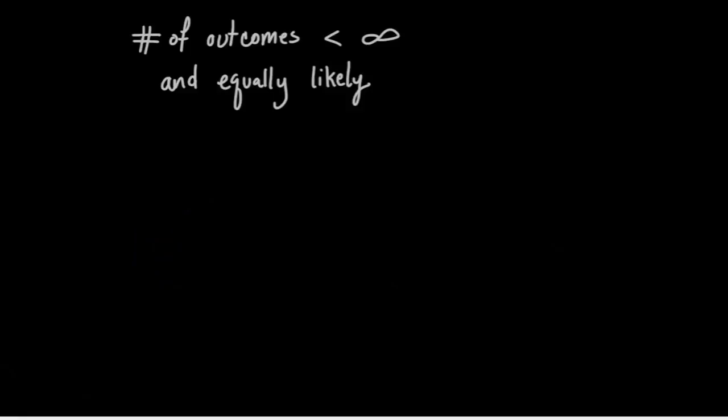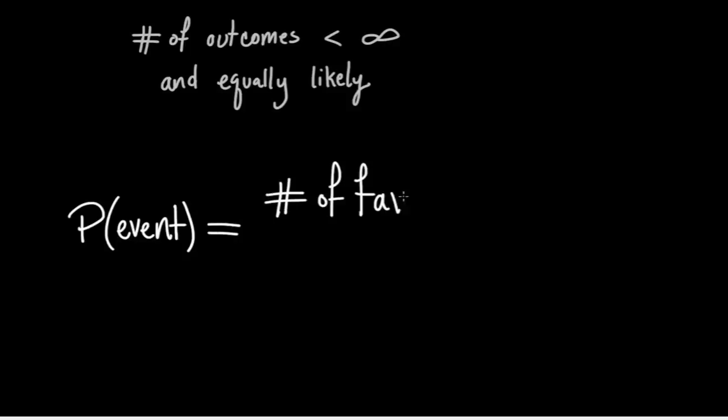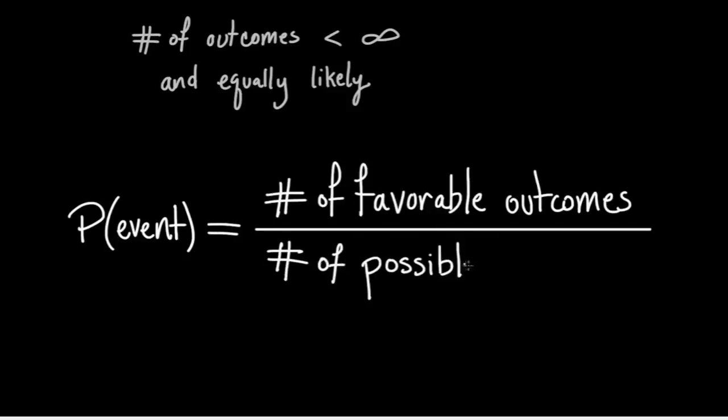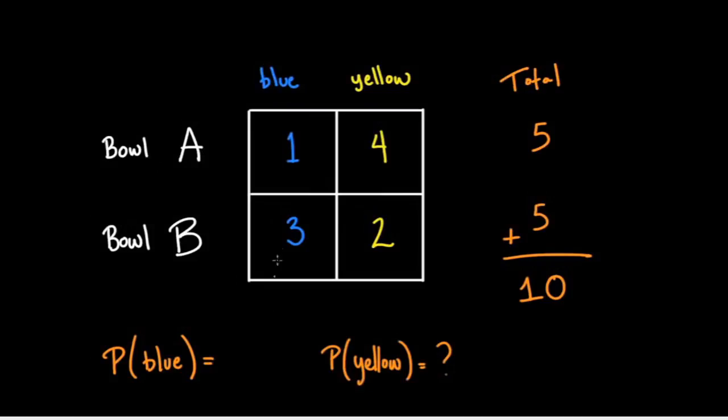When the number of possible outcomes is finite and all outcomes are equally likely, the probability of an event happening is the number of favorable outcomes divided by the total number of possible outcomes. Out of the 10 marbles you could choose from, 4 are blue, so the probability of choosing a blue marble is 4 out of 10. There are 6 yellow marbles out of 10 total, so the probability of choosing yellow is 6 out of 10.